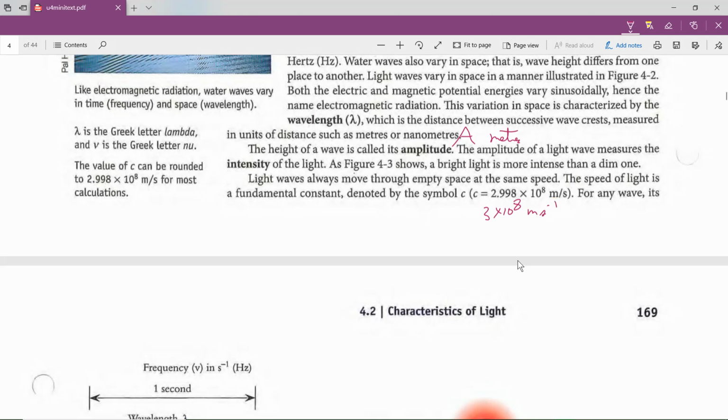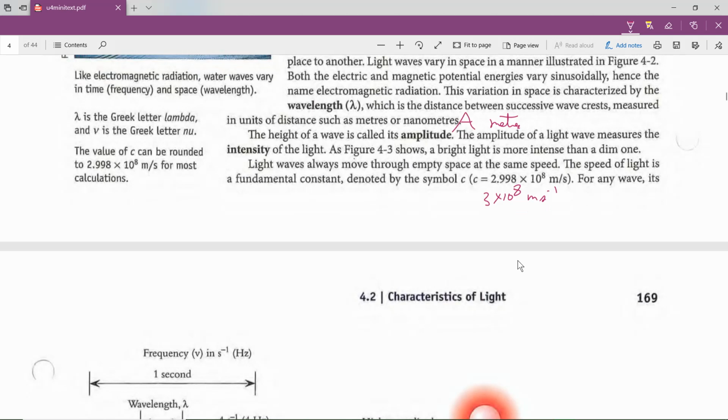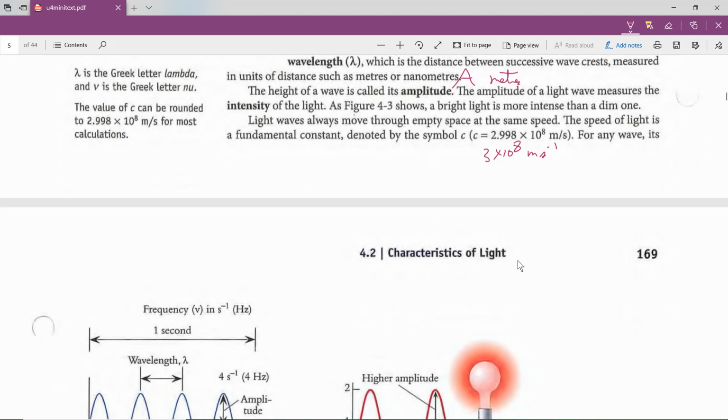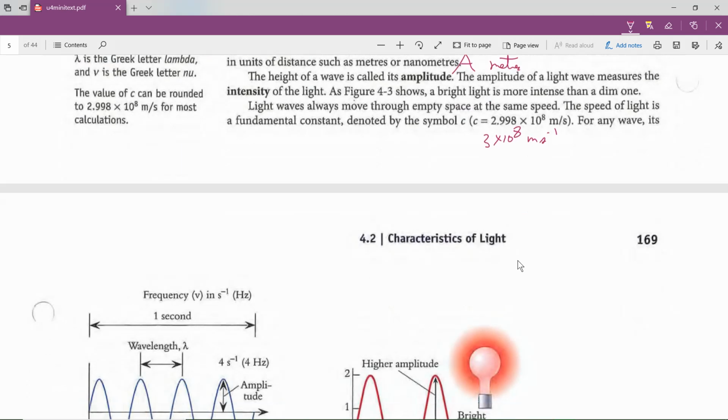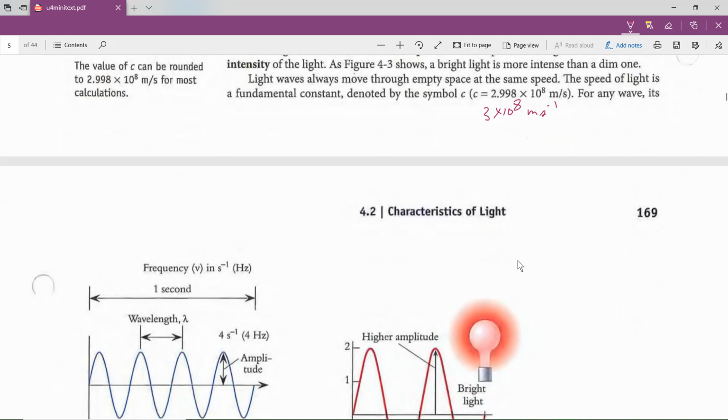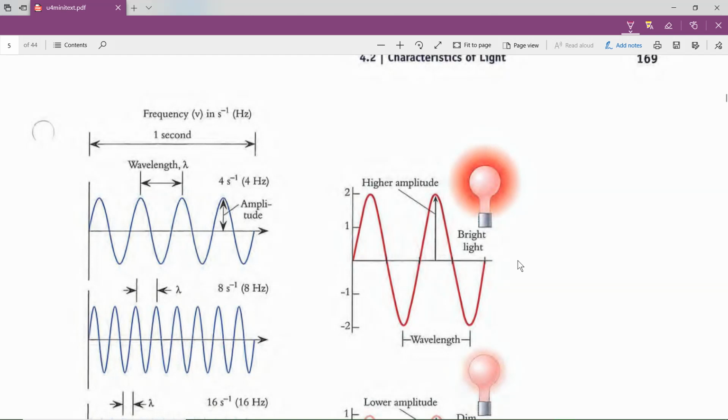And any wave, now if it travels through matter, it's going to be a little less than 3 by 10 to the 8th, but through a vacuum, the speed of any electromagnetic radiation, whether it's a red light or a radio wave or an X-ray, is 3 by 10 to the 8th meters per second. Okay, here's some pictures to help us.